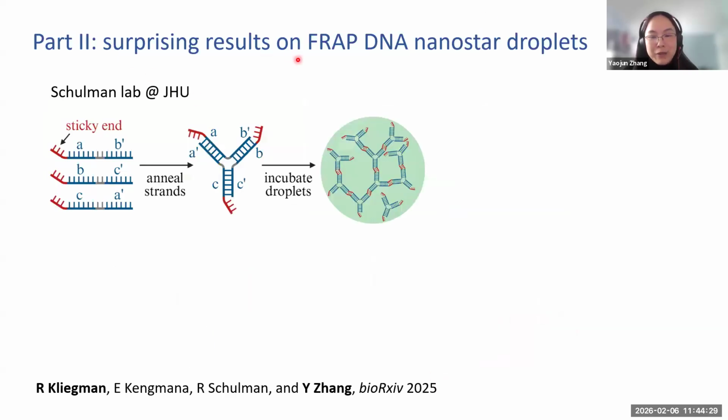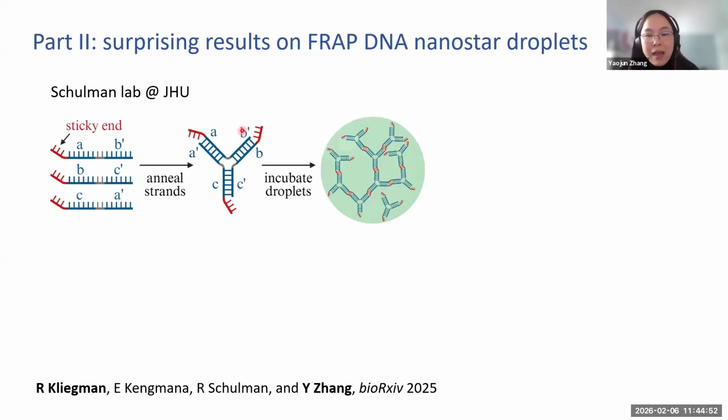Okay, so now we are moving to part two. In this work, we are in collaboration with Rebecca Shulman and her graduate student, Ali Kangamana at Johns Hopkins University. From the sketch here, a DNA nanostar is a star-shaped structure made by joining complementary DNA sequences.